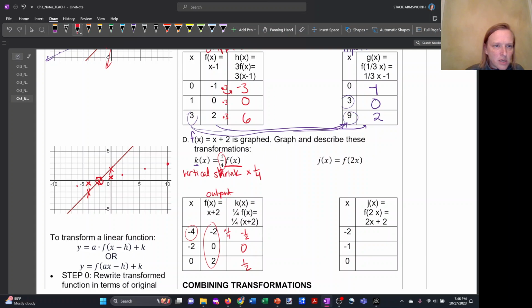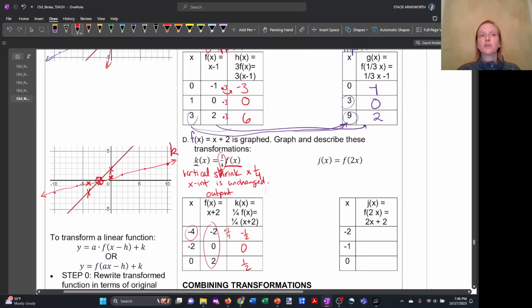Actually, let me do this here. I'll go down 1 over 4. So if I connect those dots as best I can, this is the graph of k. And notice that the x-intercept does stay unchanged. The x-intercept is unchanged. Once again, that's how I'm sure that I have done a vertical shrink as opposed to a horizontal stretch.